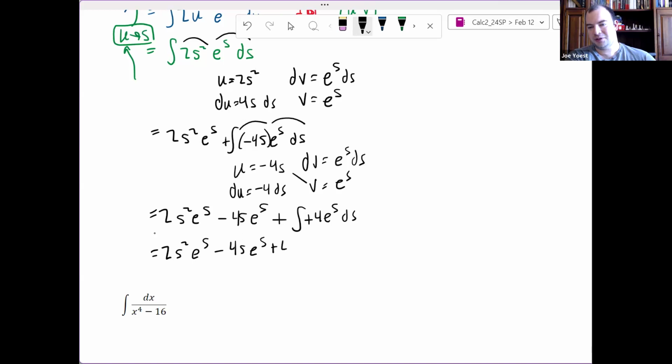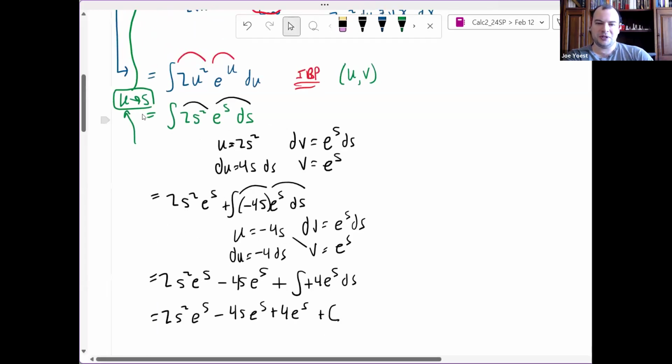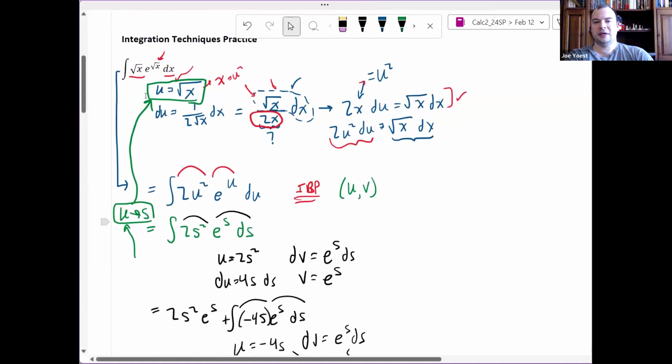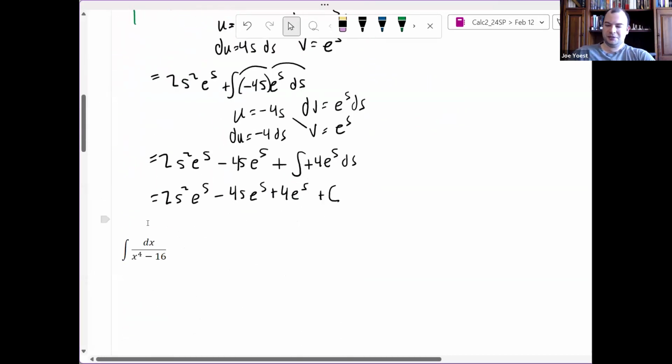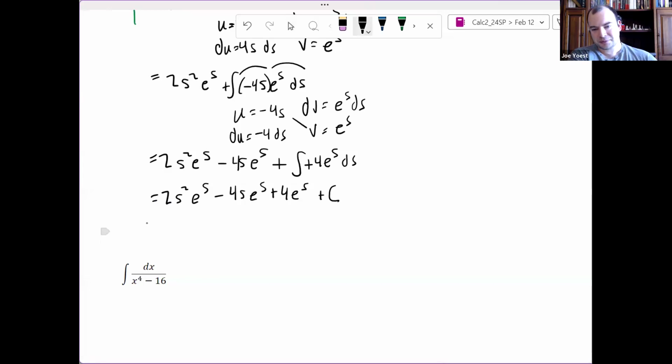And then I have plus 4e to the s. I don't want to forget my plus c, little detail on the end there. And then s would turn into u, and u would turn into root x. So really s turns directly into root x. So here, s turning into root x.